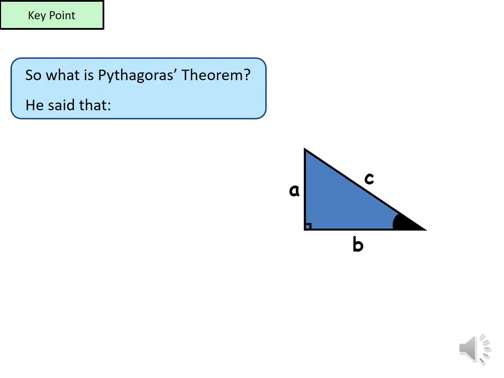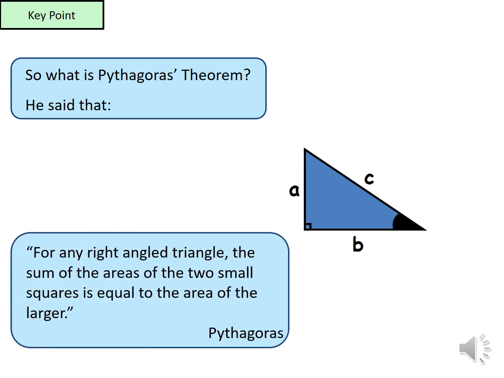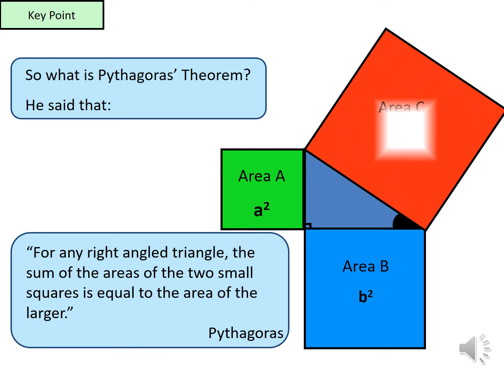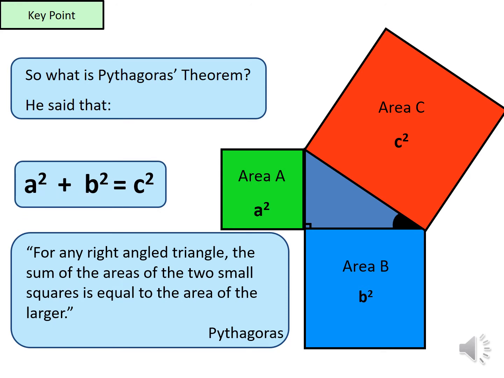Quick reminder, what does Pythagoras' theorem state? He stated that for any right angled triangle, the sum of the areas of the two small squares is equal to the area of the larger one. So the area of A squared plus the area of B squared will give me the area of the larger one, C squared. Essentially I made the theorem, A squared plus B squared equals C squared.